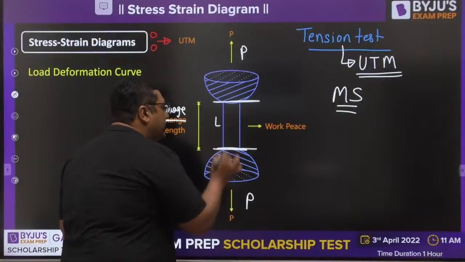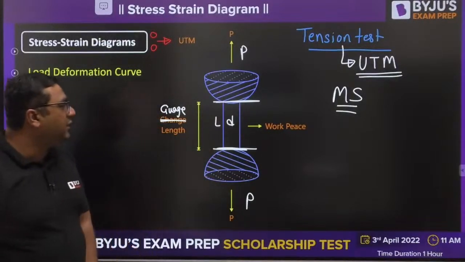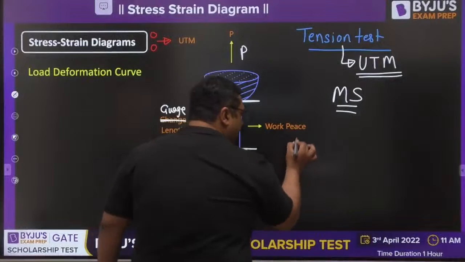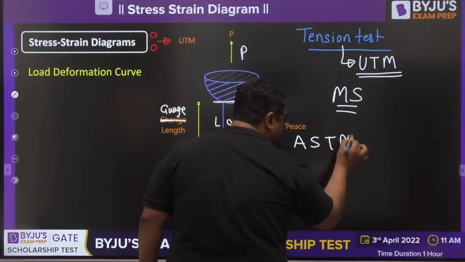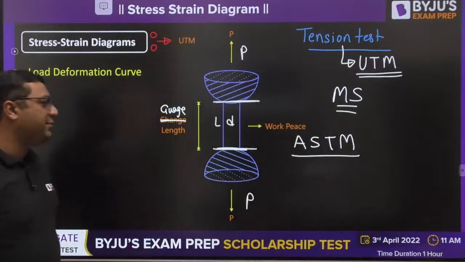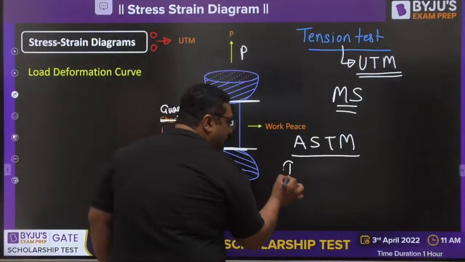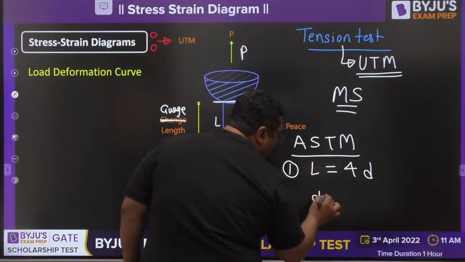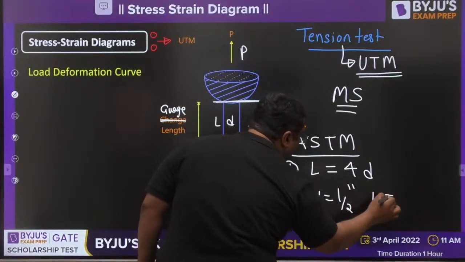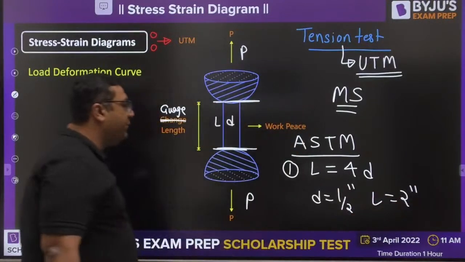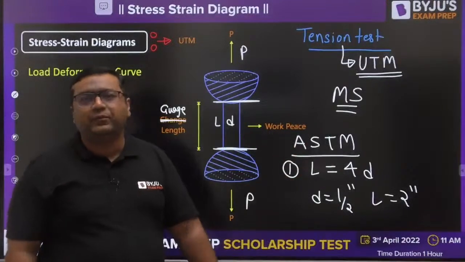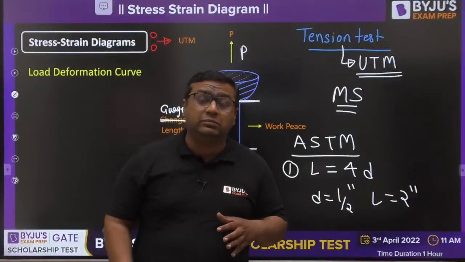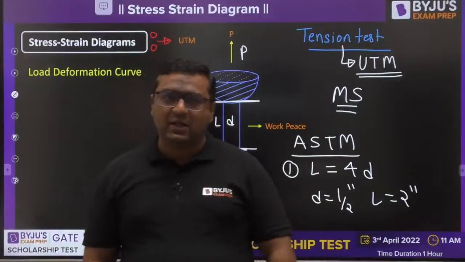If L is the length of this and D is the diameter, then my dear, there are some guidelines given by ASTM for this test. For this test, the American Society of Testing and Materials has given some guidelines. The very first guideline is that length is going to be 4 times the diameter, and diameter was kept as half inch, so length would become 2 inches. So guys, this is one of the important guidelines used by ASTM, that is the American Society of Testing and Materials.